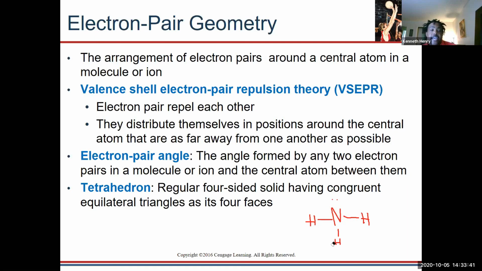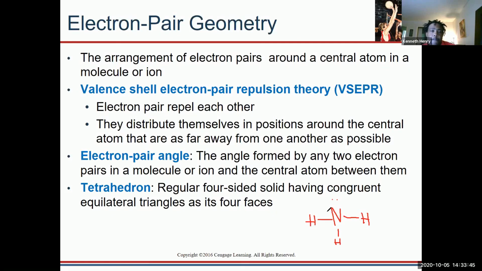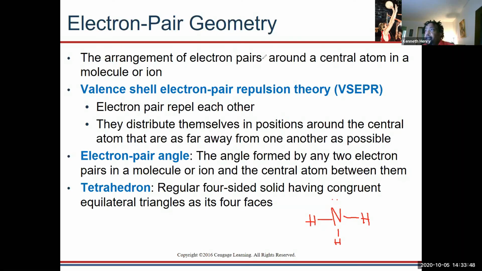So when it has 4 attachments, we would say the electron pair geometry would be tetrahedral. Tetra meaning 4, hedral meaning sides. So it acts as if it has 4 sides. That's with the electron pair geometry, okay?